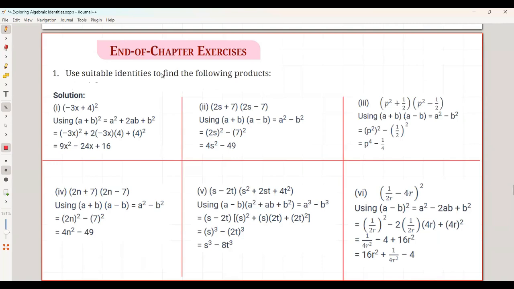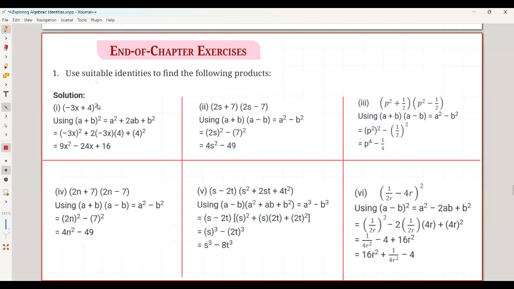Use suitable identities to find the following products. As we have learned everything in detail, again, I'm not going to write and explain. So I have taken the answer, and by using the answer, I'll just give the explanation. First question, (-3x + 4) the whole square. So we have to write the expanded form.